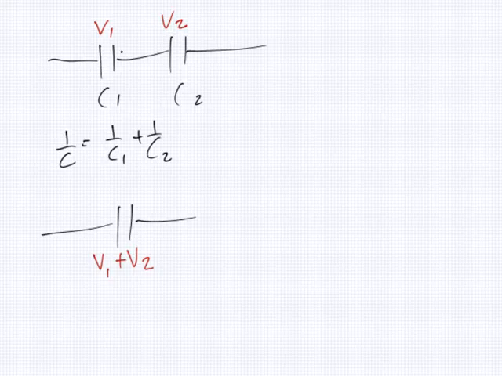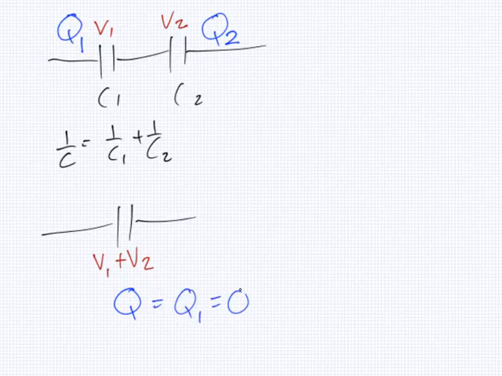Okay, so if this one has charge of Q1 and this one has charge of Q2, this one has charge of Q1 as well. In other words, the total charge is equal to Q1 is equal to Q2. So it's kind of weird, but the charge here must be the same as the charge here when they're in series. And the total charge for the two of them together is the same as each one. It's a little bit like the voltage, isn't it? In parallel.